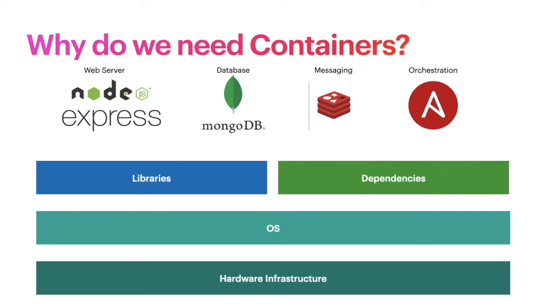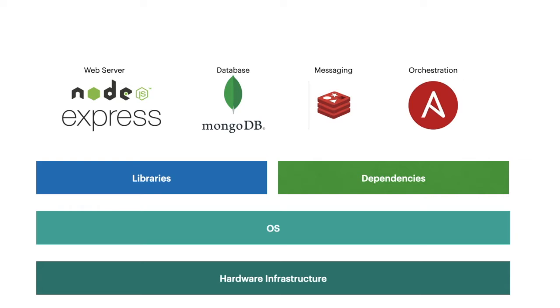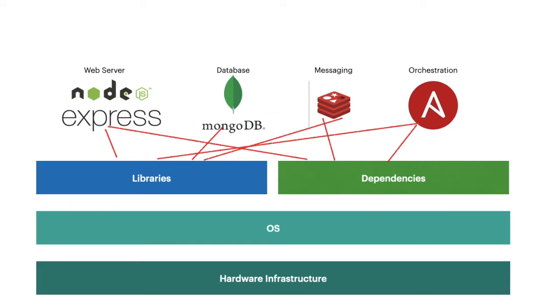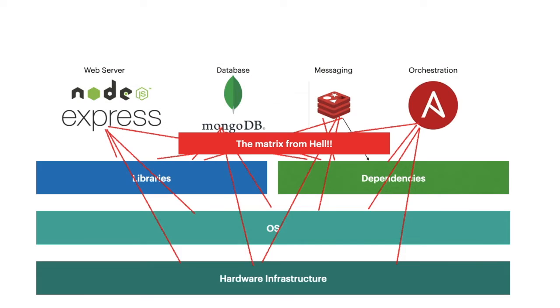We have to ensure that all of these services are compatible with the OS version we are trying to use. Second, the compatibilities between the services, libraries, and the dependencies on the OS. As in this diagram, we can see how different components and services are dependent on each and every layer of the infrastructure. So this matrix is referred to as the matrix from hell.